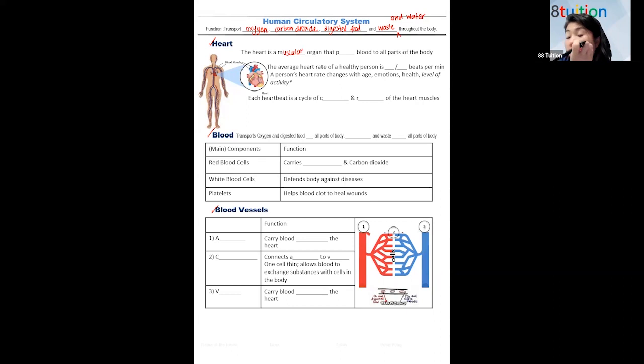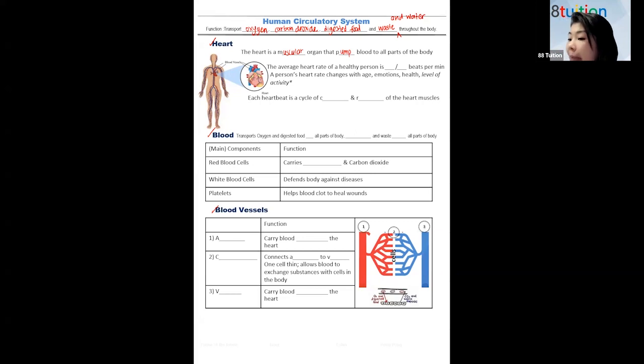It is a very strong organ because it needs to pump blood to all parts of your body. It's very strong because think about it, your toes are very far away from your heart. So it needs to have enough strength to pump the blood all the way to reach your toes, which are far, far below at the bottom of your body.